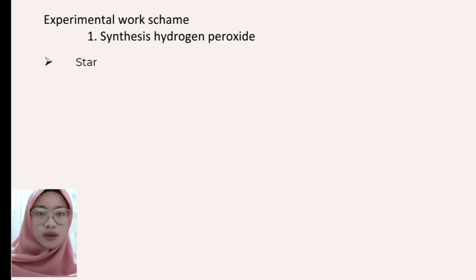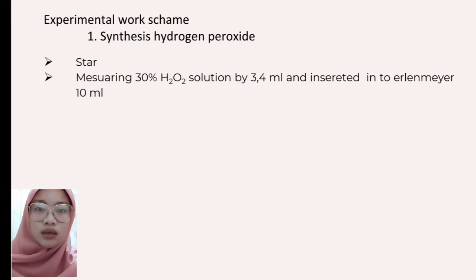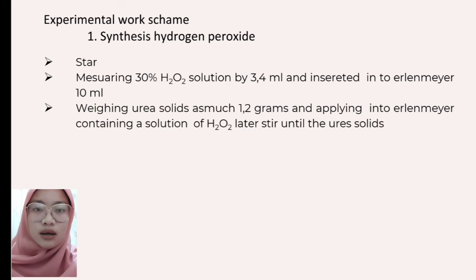Experimental work scheme. Synthesis of hydrogen peroxide. Start by measuring 30% H2O2 solution, 3.4 ml, and pour it into a 10 ml Erlenmeyer. Weigh urea solid, 1.2 grams, and add it into the Erlenmeyer containing the H2O2 solution. Later, stir until the urea solid dissolves.